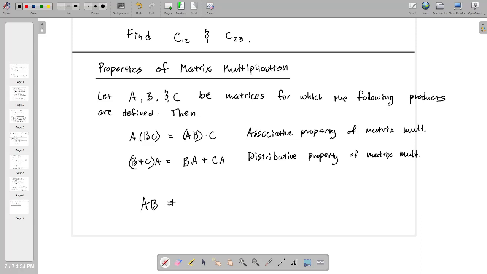AB is not equal to BA. In a general sense, this is not true. Now, there are particular instances where it is true, but for the vast, vast majority of matrices, these things are not equal. All right, we cannot commute A and B in terms of multiplication. And this is where multiplication and matrix multiplication differ a lot, because regular multiplication with numbers, just ordinary numbers, is commutative, but matrix multiplication is not commutative.